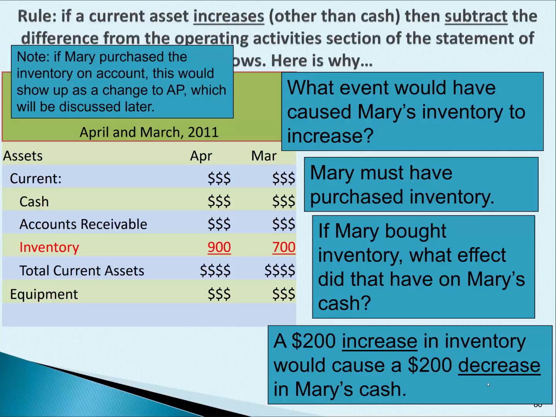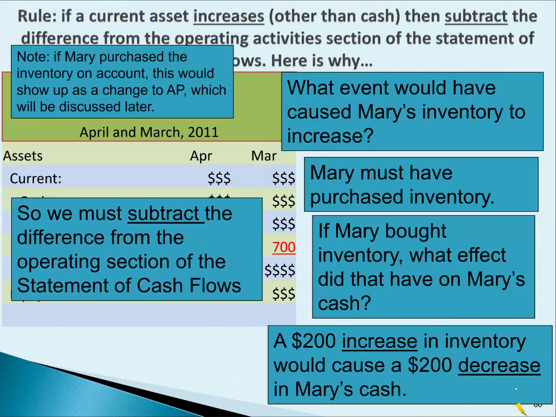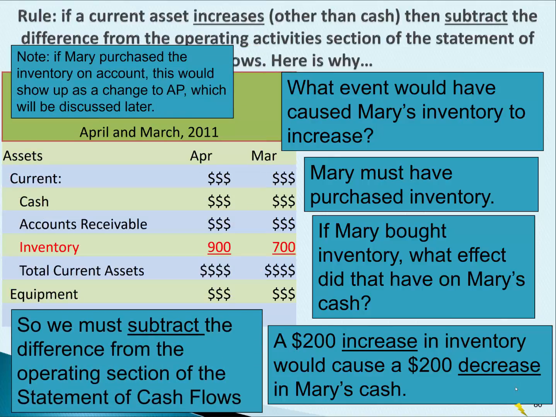So you now may be saying, well, what if Mary bought it on account? Well, if Mary purchased inventory on account, that would show up as a change to accounts payable, which will be discussed later. So we must subtract the difference from the operating section of the statement of cash flows if inventory increases, or any other current asset.